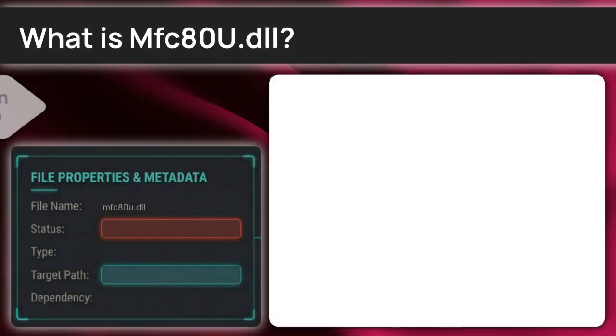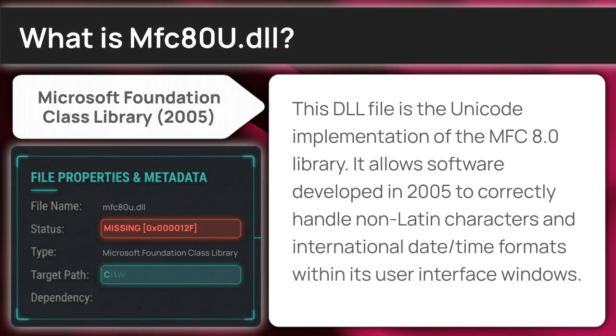This DLL file is the Unicode implementation of the Mfc80 library. It allows software developed in 2005 to correctly handle non-Latin characters and international date and time formats within its user interface windows. Now let's apply the fix by reinstalling the shared system library.